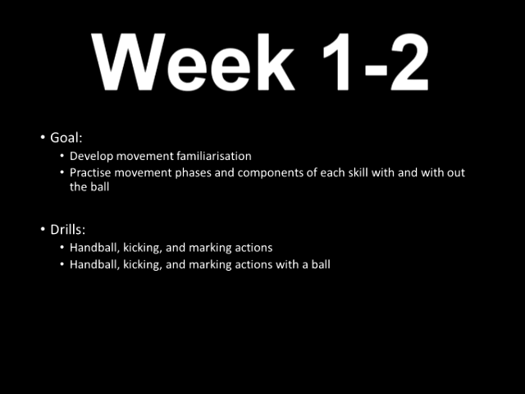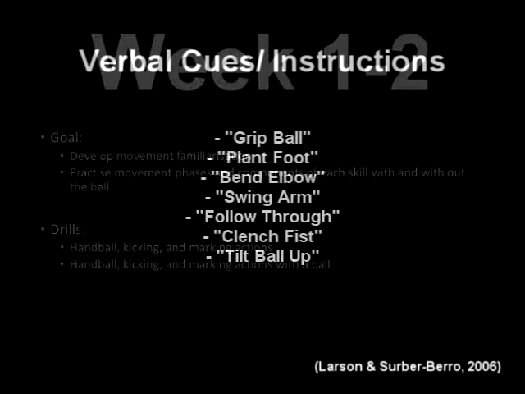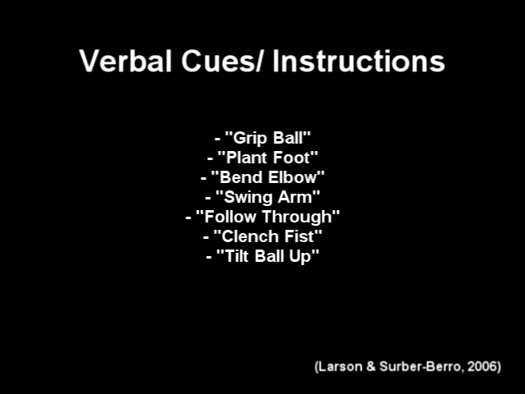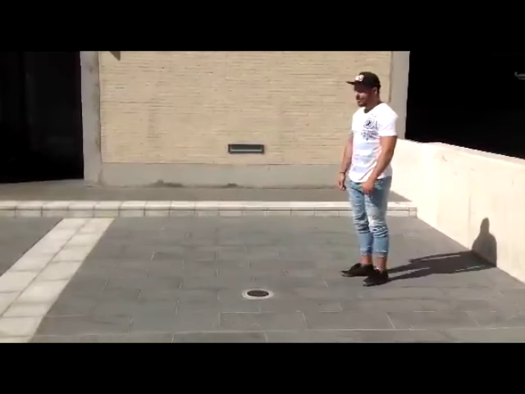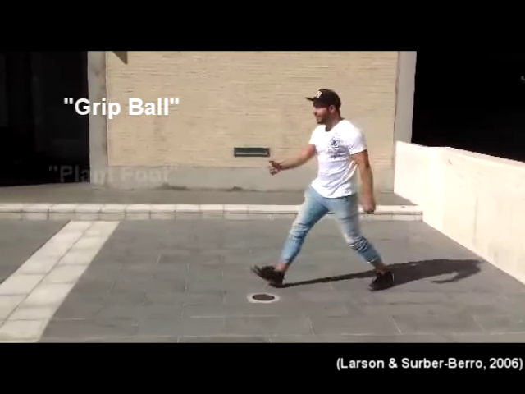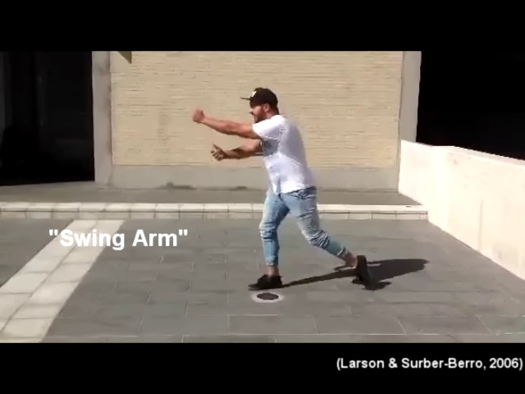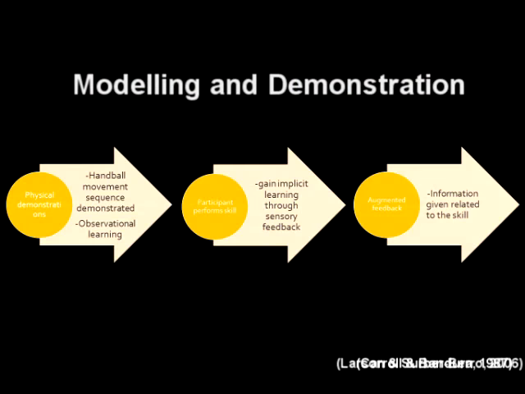During weeks 1 and 2 of the training program, the objective is to develop a baseline understanding of the skill. Verbal cues will be used to instruct the learner. These cues will be movement and performance related, drawing attention to the necessary components of the movement and stimulating cognitive activation. In regards to handballing, these cues include grip ball, plant foot, and swing arm, delivered in an accurate and concise manner to ensure no confusion.